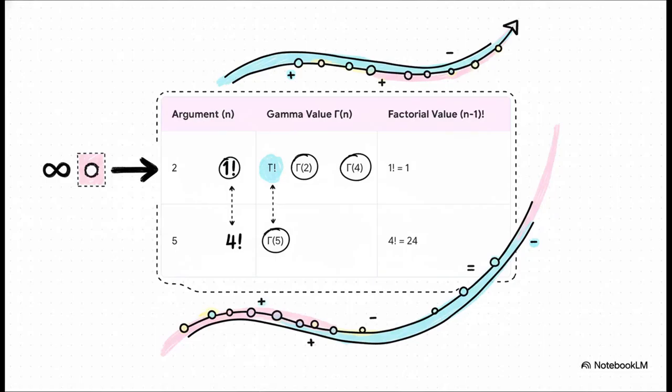And here's how it connects directly. For any positive whole number you can think of, let's call it n, the gamma of n is exactly the same as n minus 1 factorial. So the gamma of 5 is just 4 factorial, which is 24. It lines up perfectly on all the old steps, but now it fills in all the infinite gaps in between.